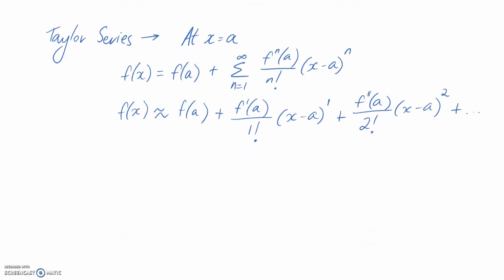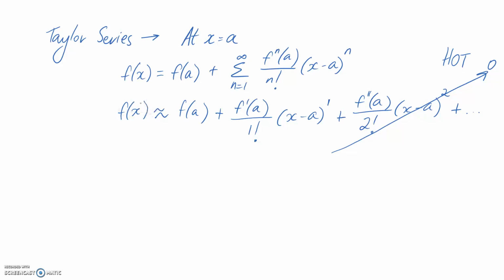Now, for linearization, what we are actually going to do is say, okay, we're going to stop at n equals 1. So that's this term here. And we're going to set all of the higher order terms, so that's HOT, to be equal to 0. And what that means is we end up with a fairly simple equation, which is going to approximate the function that we're looking at.